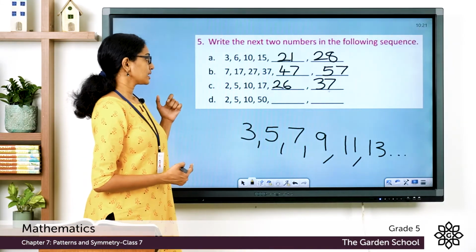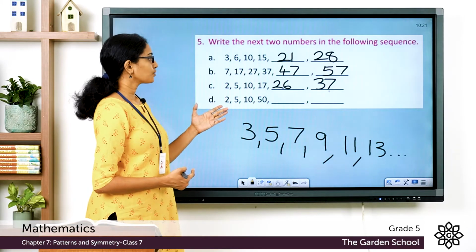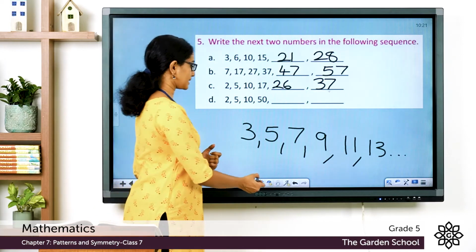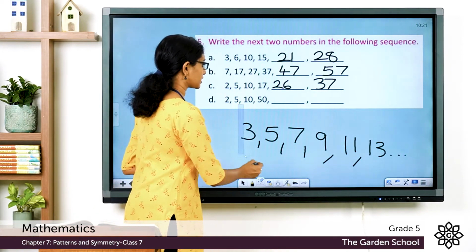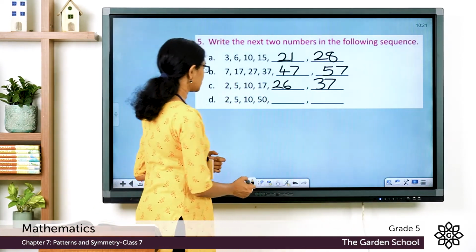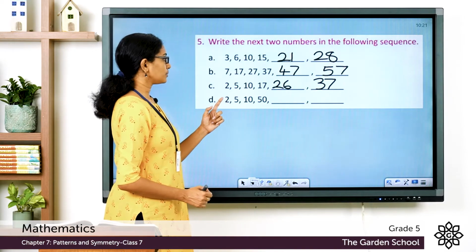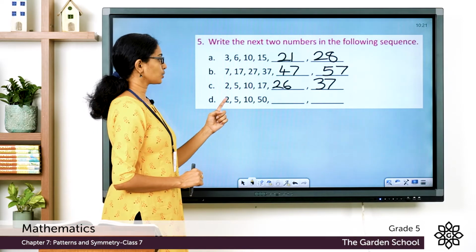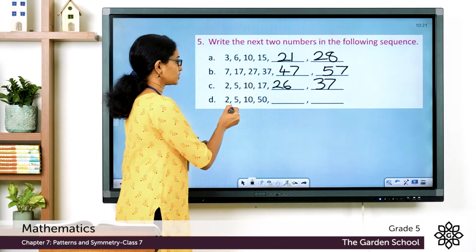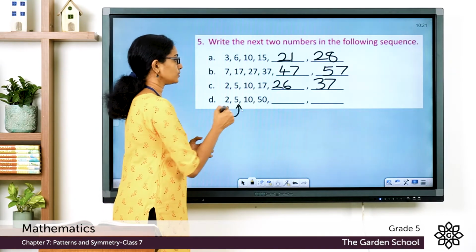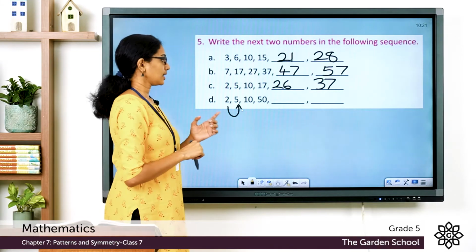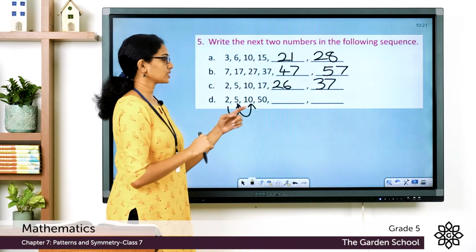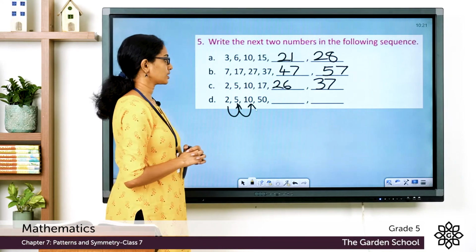Question D. The numbers are 2, 5, 10, 50, and it goes on. Observe the pattern. Can you identify the pattern rule for this number pattern? See, the numbers 2, 5 and 10. 2 fives are 10, or 2 into 5 is equal to 10. And again, 5 into 10 gives the next number 50.